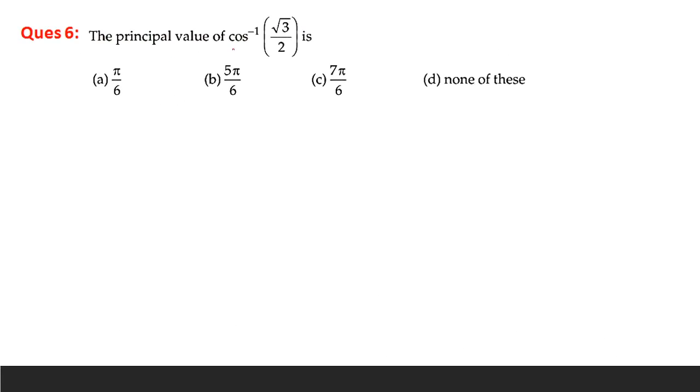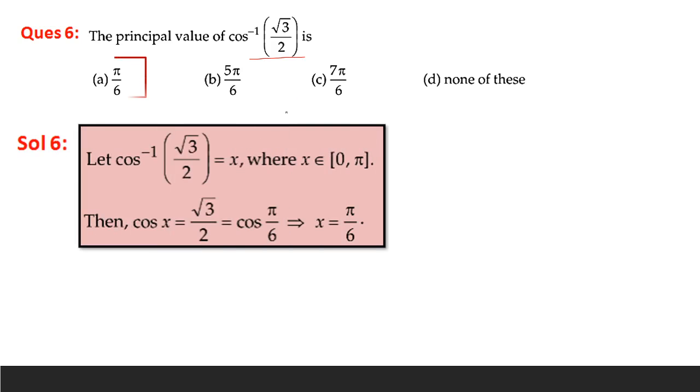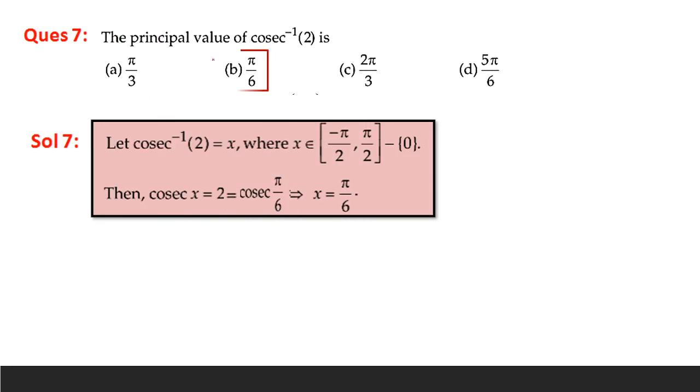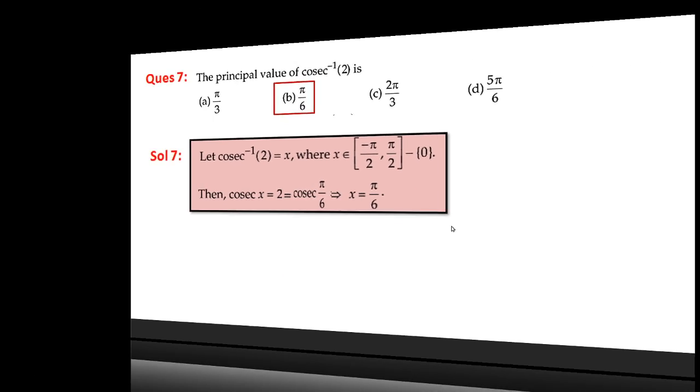Now, sixth, the principal value of cos inverse root 3 by 2. When do we have value of cos as root 3 by 2? We have at pi by 6. And pi by 6 is in the principal value branch. So yes, this is the only answer, pi by 6. Here, the principal value of cosec inverse 2 is what? When do we have value of cosec as 2? At pi by 6. So pi by 6 is in the principal value branch. So this is the only answer.